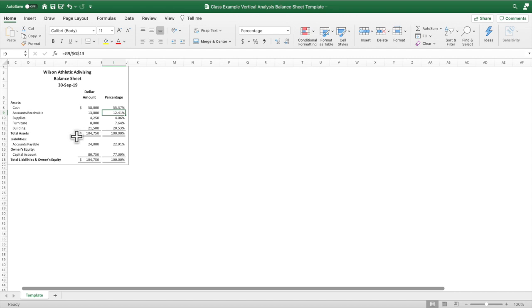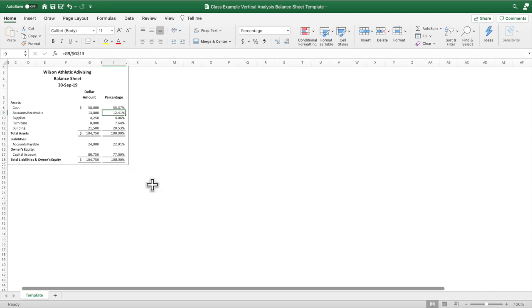Vertical analysis of Wilson Athletic Advising. So unlike the horizontal analysis, which compares the 2 different periods, the vertical analysis compares account balances within the same period, so not in different periods. When you use the horizontal analysis in conjunction with the vertical analysis, you can get a bigger picture of how the business is performing.